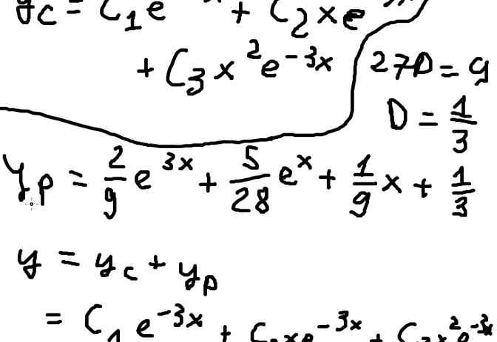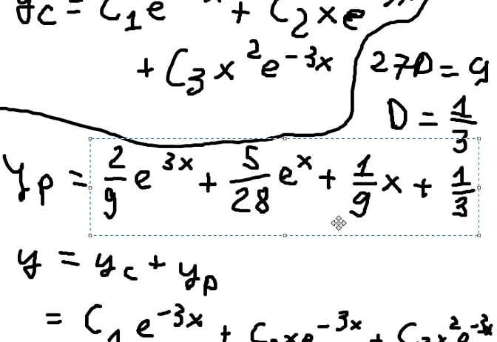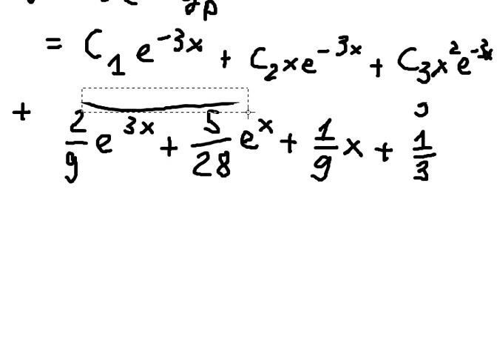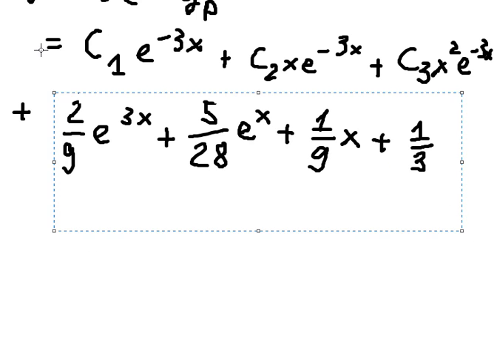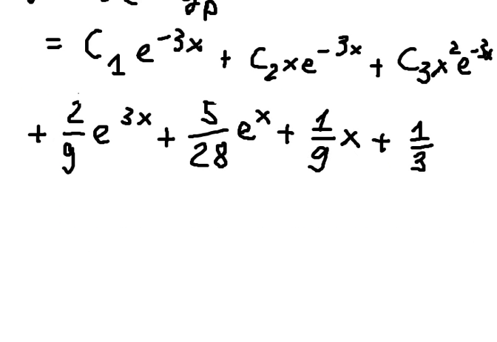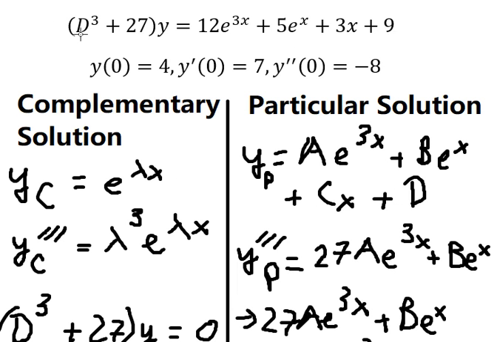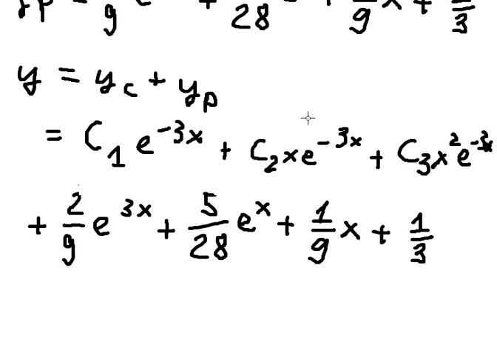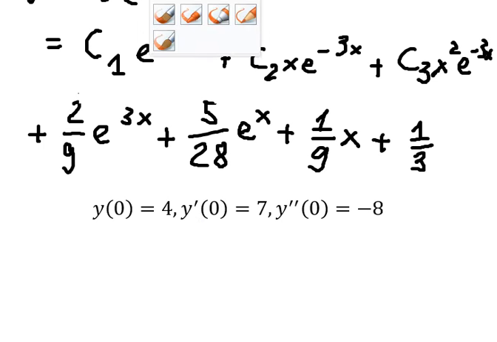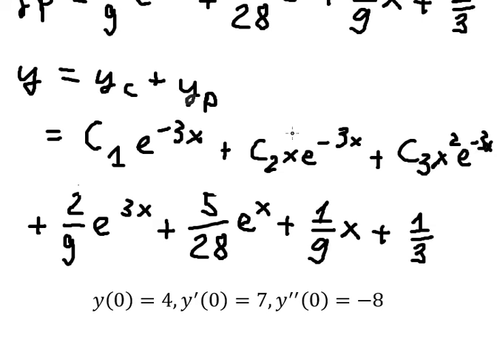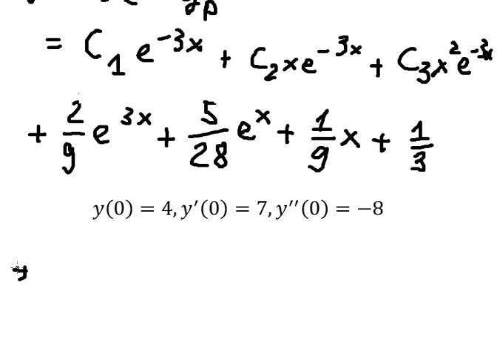And that is about this one. Now we have the conditions. That means when we put s equal to 0, y equals 4. So we put 0 here, here, here, here, and so on in here. So we have 4.